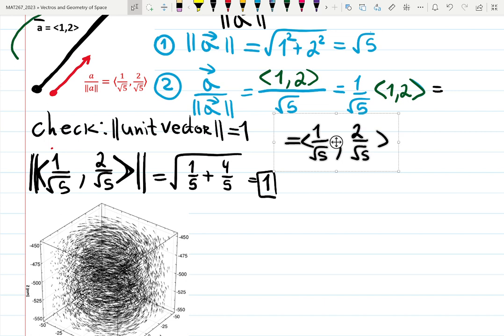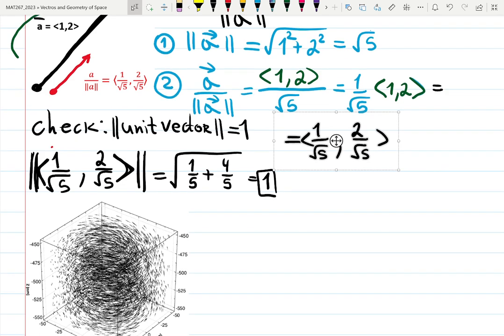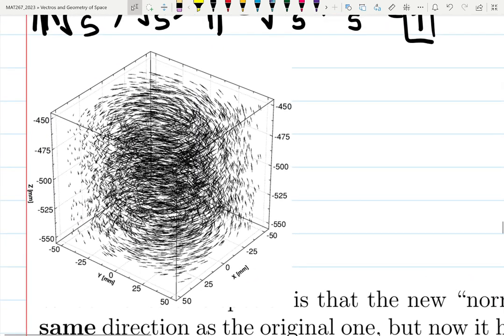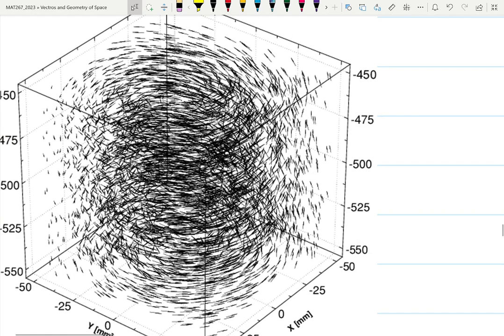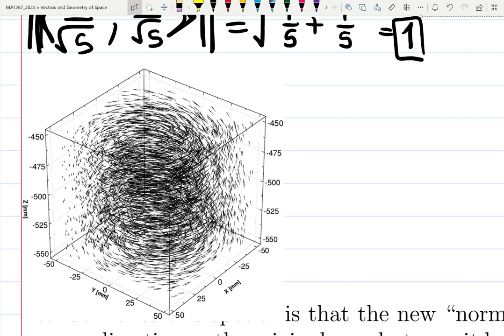What makes this special is that the new normalized vector, it's unitized, unit 1, has the same direction as the original one, but now it has length 1. Same direction, but smaller magnitude in our case. My example for you is, for example, a magnetic field and so on. I don't need to have their lengths. I just want to see where the current is going.